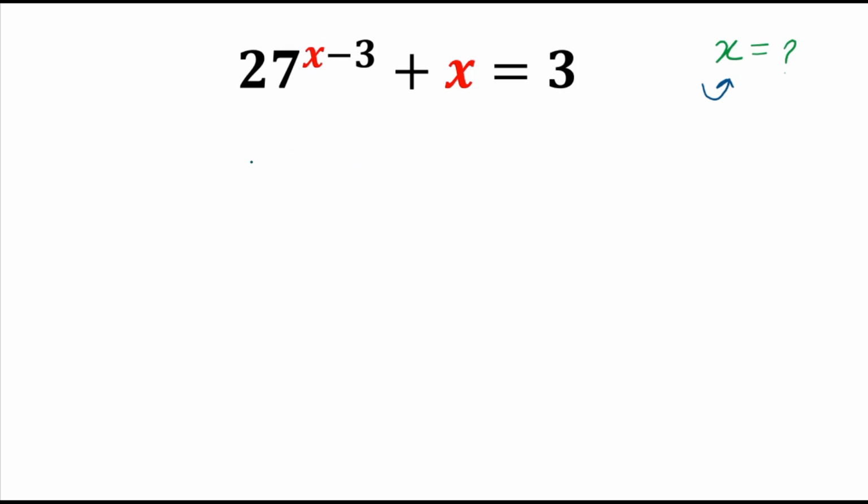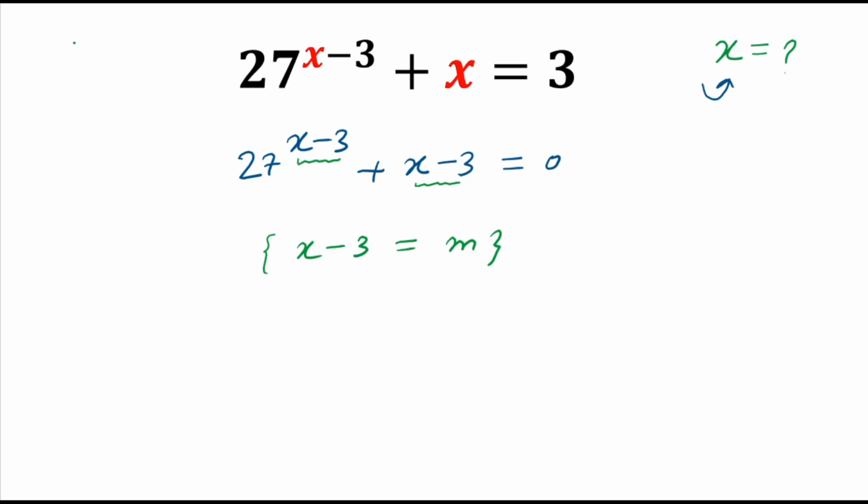Look carefully: in the left hand side we have 27^(x-3) + x, and this 3 we take to the left hand side, so it is minus 3, and this equals 0. Here we have x - 3 and here x - 3. Now, for better understanding, if we substitute x - 3 = m, then this expression is 27^m + m = 0.